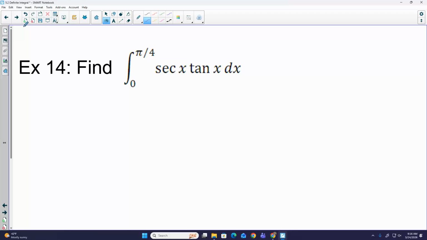So this one, I can't just do the antiderivative of secant and the antiderivative of tangent, right? They're multiplied together. If I were going to do the derivative of things being multiplied, it's a product rule. But let's ask ourselves, do we know anything that has a derivative of secant x tangent x? What is it? The derivative of secant is secant tangent, so that's just my antiderivative.